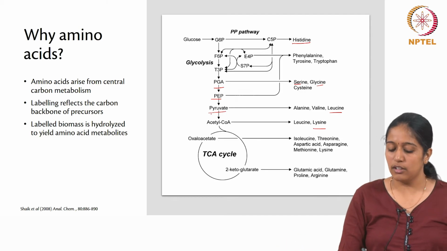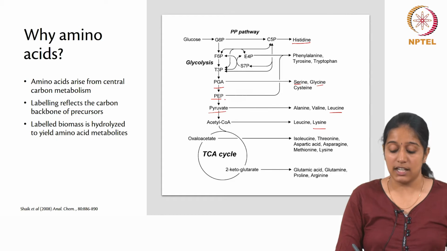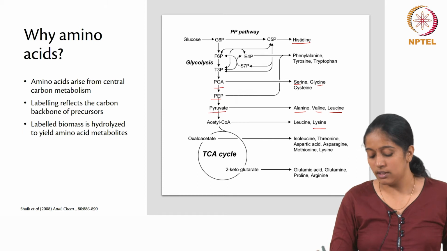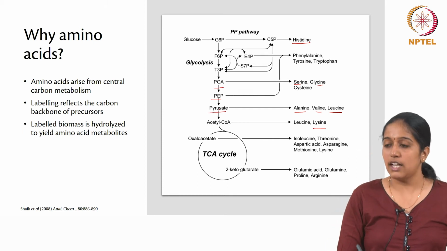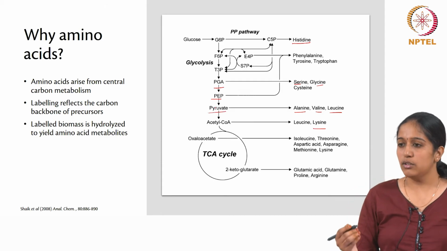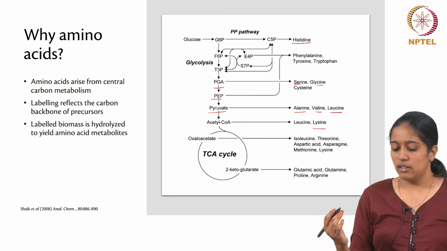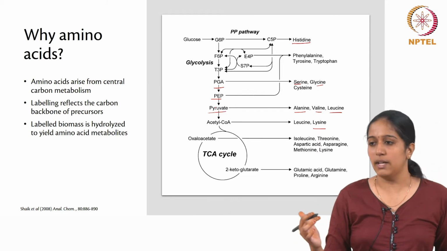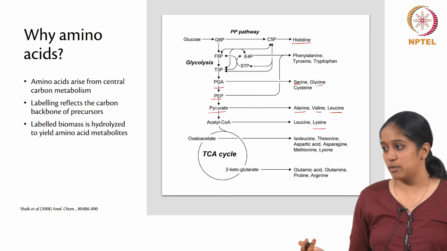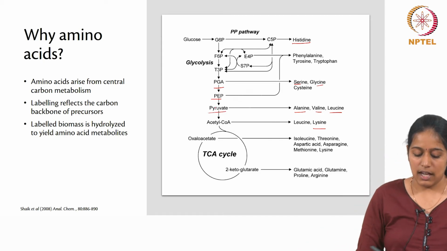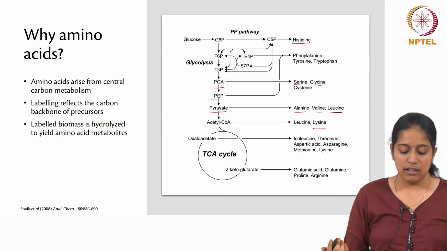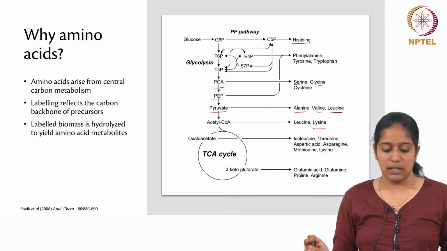For example, if you want to find out the flux through the reaction from PEP to pyruvate, you might want to look at the labeling patterns of alanine, valine, leucine and then infer the rates at which pyruvate was produced. So, this is why amino acids are most preferable, and also the biomass is composed of many amino acids, and these amino acids have their own set of advantages while doing experiments, which I will tell you in the next slides. And also, you basically take the labeled biomass and hydrolyze it to get the amino acid metabolites.